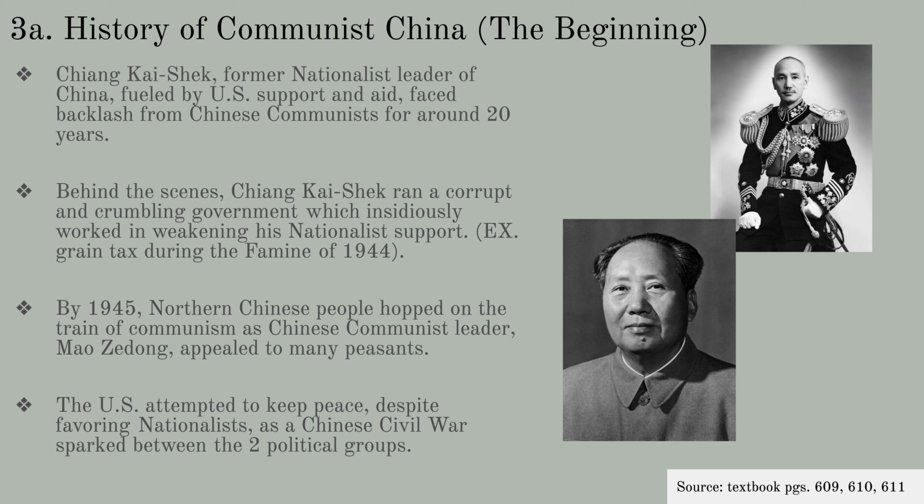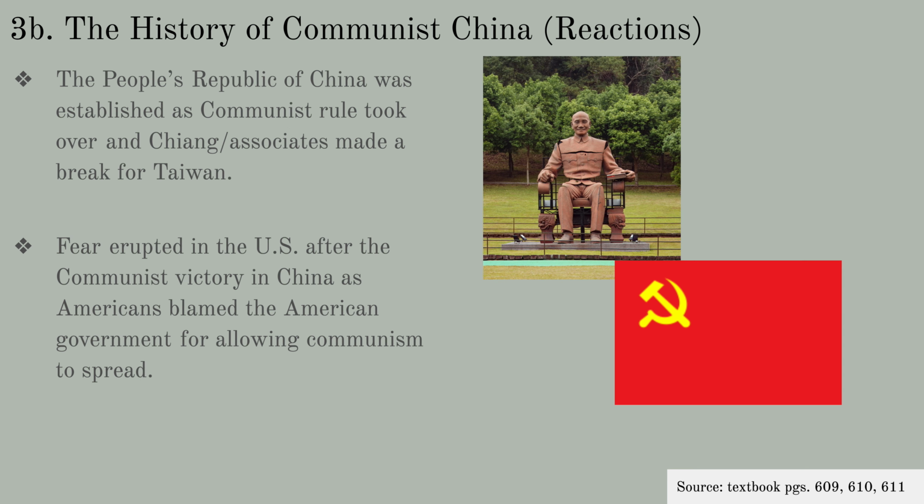By 1945, northern Chinese people hopped on the train of communism as Chinese Communist leader Mao Zedong appealed to many peasants. The US then attempted to keep peace despite favoring nationalists, as the Chinese Civil War sparked between the two political groups. The picture on the bottom left is a picture of Mao Zedong, and the picture on the top right is a picture of Chiang Kai-shek.